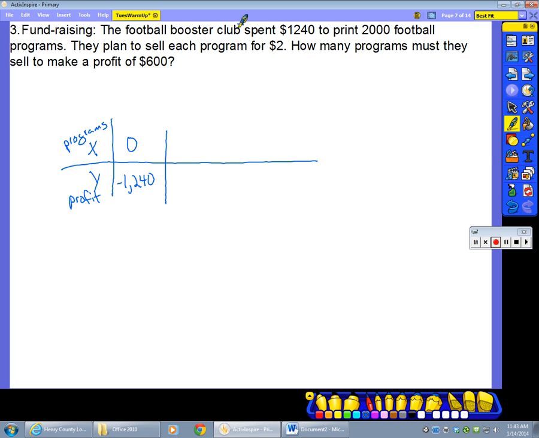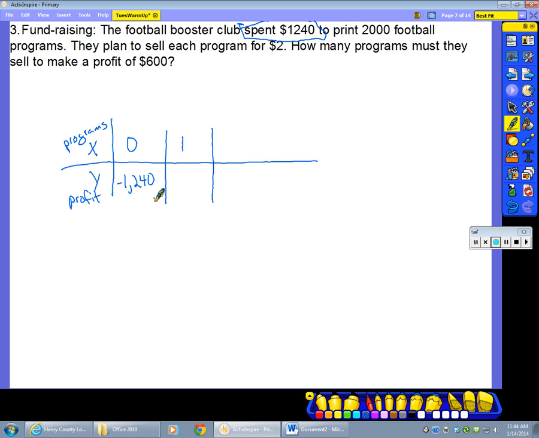And the reason is because their club spent that much money to print out these programs. So this is kind of like a heartbreaking situation. They paid all of this money to print out these programs to sell them, and then no one bought any. So there they go. They're negative 1,240 as far as their profit goes.